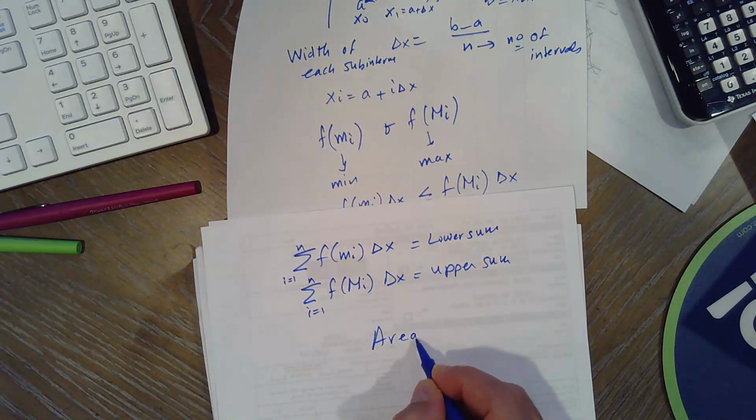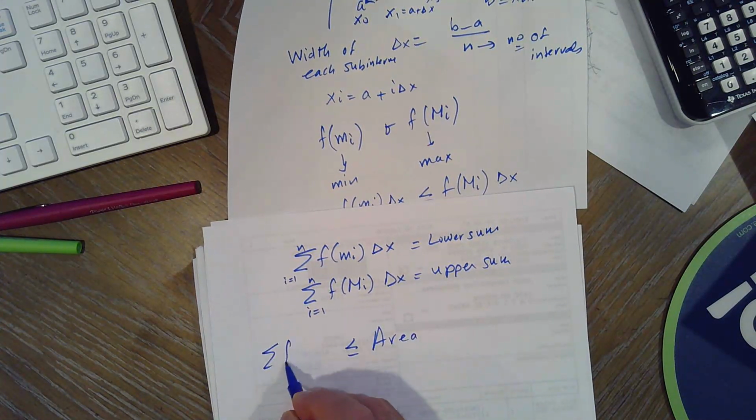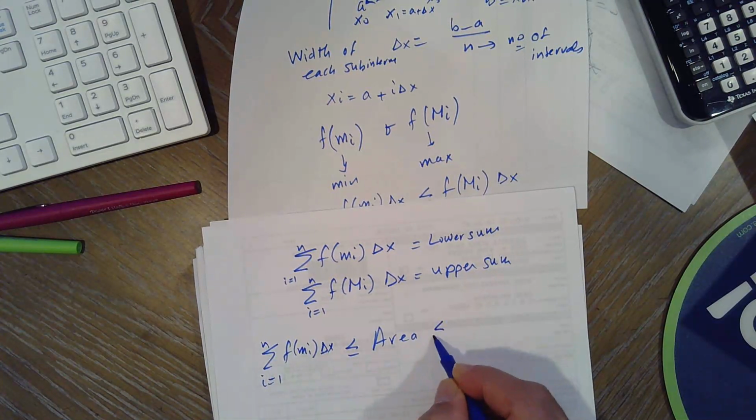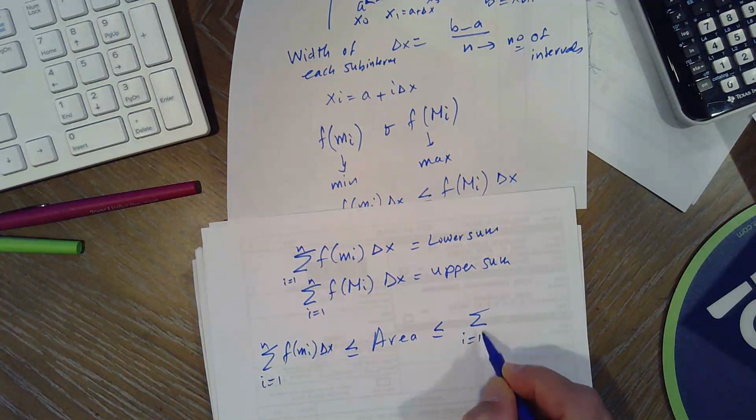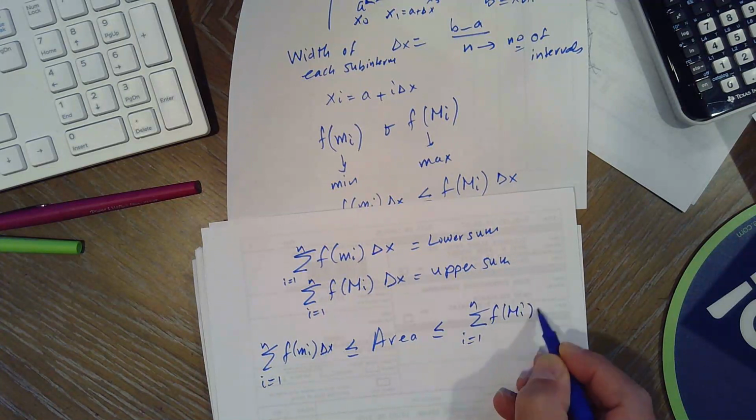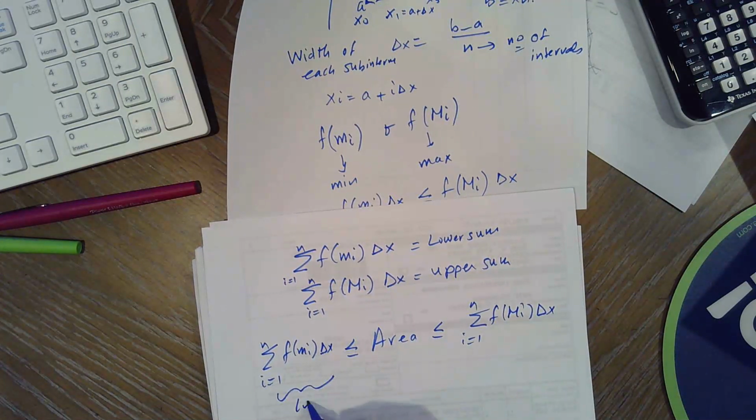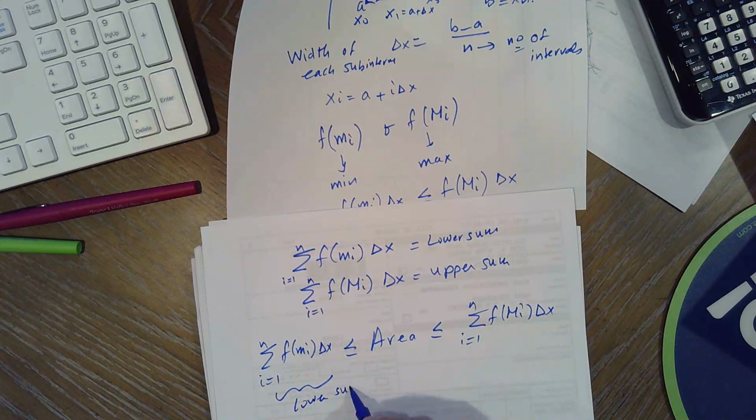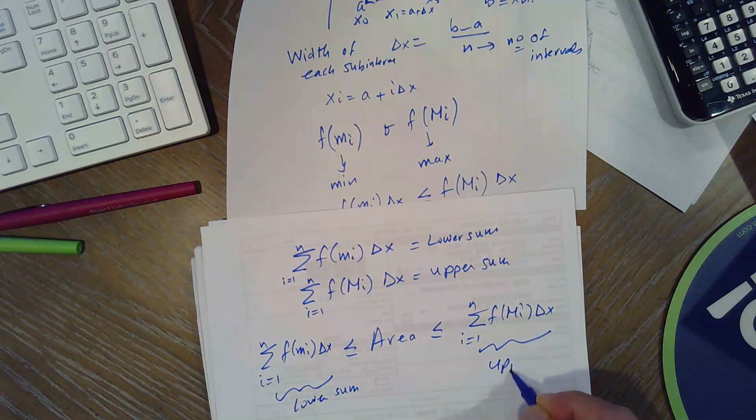So the area is somewhere between the lower sum and the upper sum. This is exactly what we did in the example, it's just more general here.